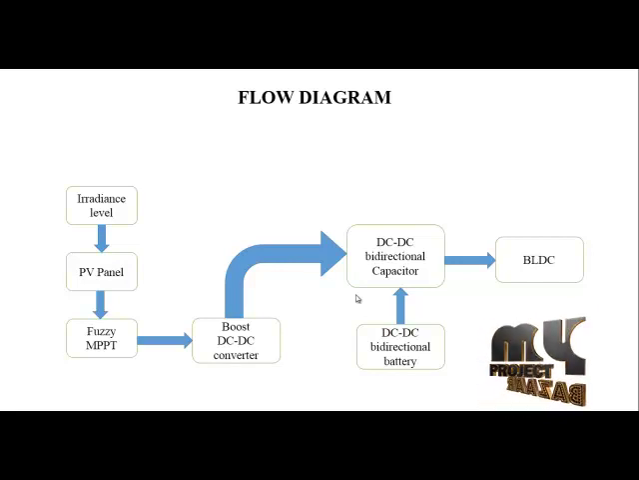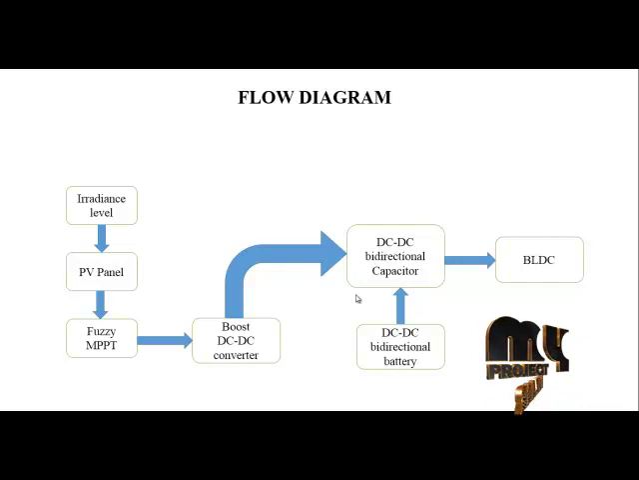After that, we use the fuzzy MPPT. The fuzzy MPPT is based on pulse generation. MPPT stands for maximum power point tracking. Using the fuzzy method we generate the pulse, which decides which switch will be on and which will be off. T1 will be on, T2 will be off. This is the condition for the pulse generation: 0 is off and 1 is on. This is the pulse form using the MPPT method.